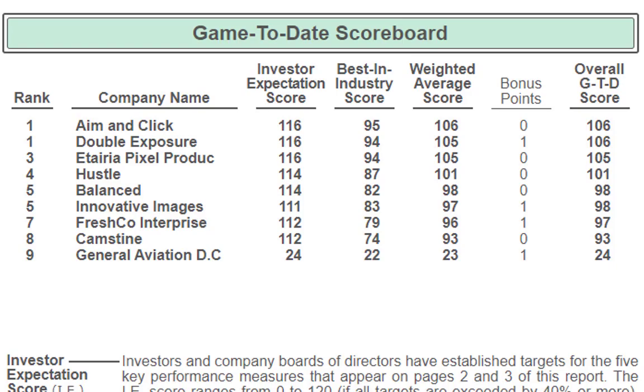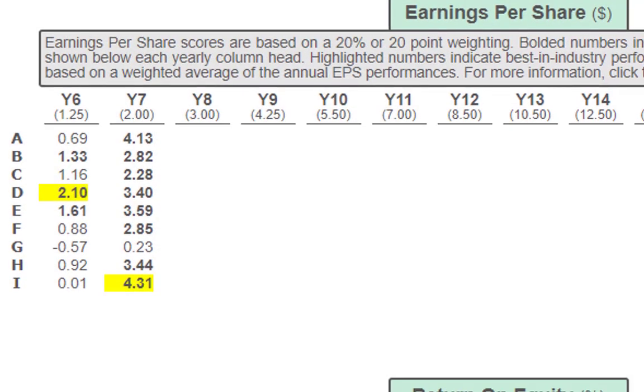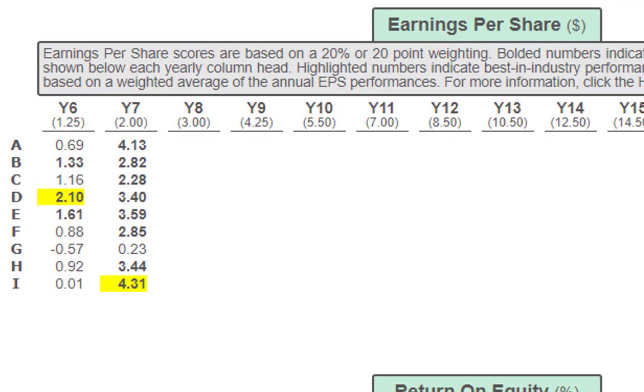So let's look at some other stats here. We'll look at page 2 that has the earnings per share. As you can see, Company I was the highest for earnings per share. Last year, Company D crushed everywhere. So great job, Company I. Everyone met expectations, obviously, besides Company G. So great job. It seems like everyone's figuring this out, at least coming up with some strategy here.